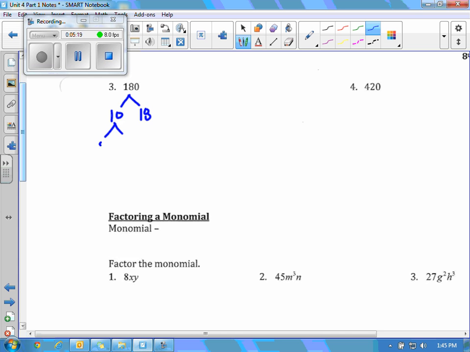So 10 splits into 5 and 2. Those are both prime numbers. 18 splits into 2 and 9. 2 is a prime number. Then 9 breaks into 3 and 3. Those are both prime numbers.